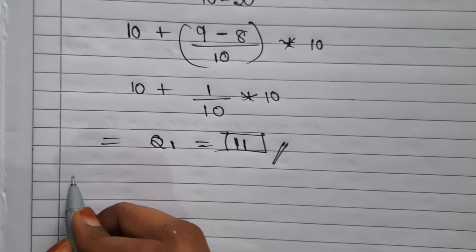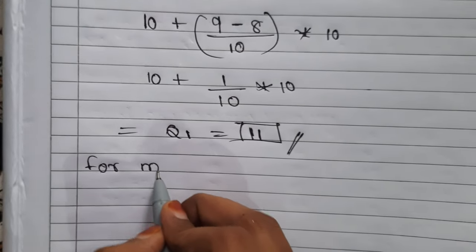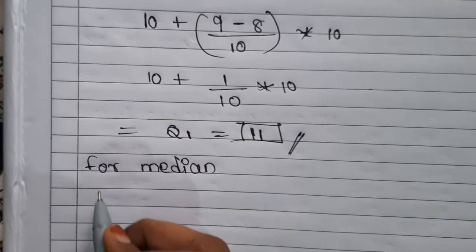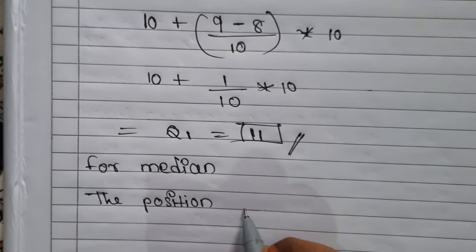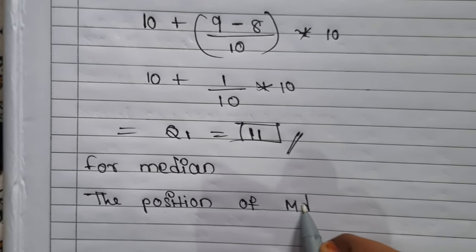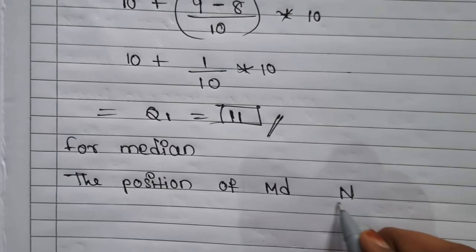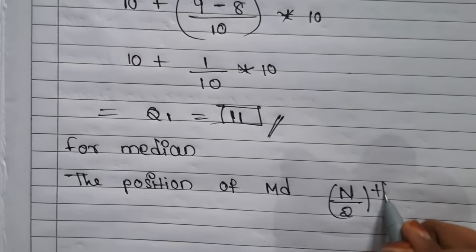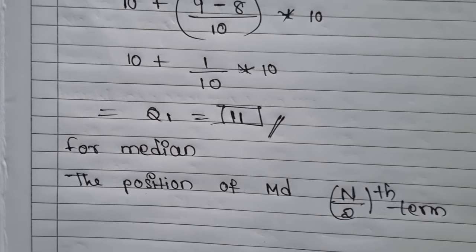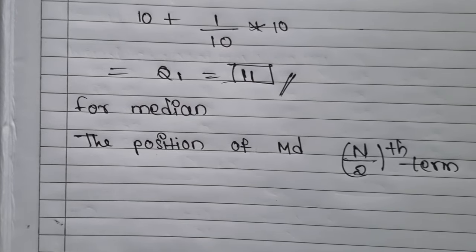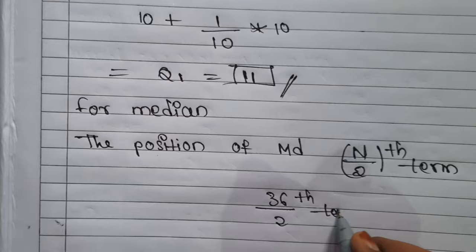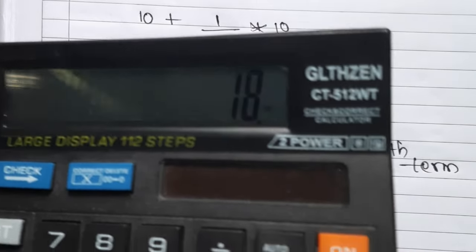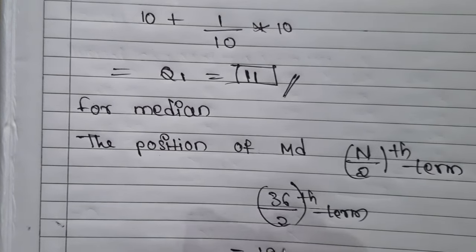You have to write in the same way. For median, same you have to write the position of MD, median. What is the formula? N by 2th term. This is the formula. Okay, now n by 2 we are going to find. N, how much it is? N is 36 by 2th term. Do the calculation. 36 divided by 2, it is 18. So here we are having 18th term.